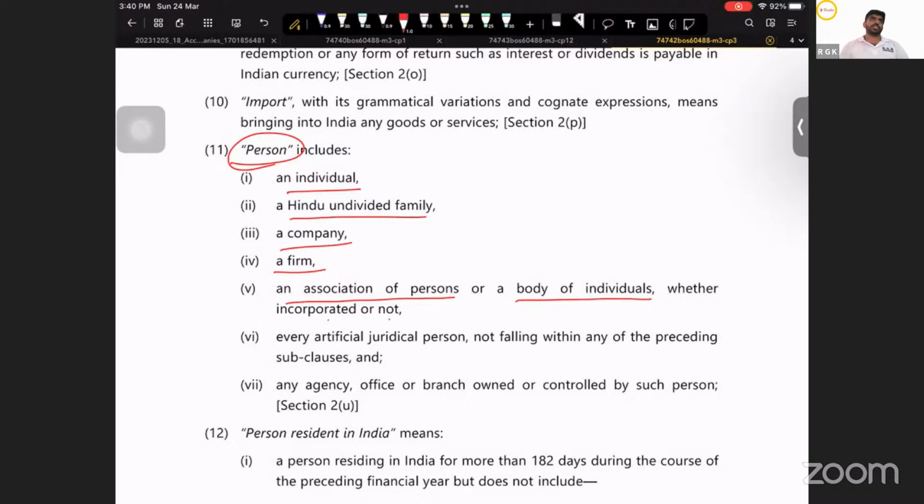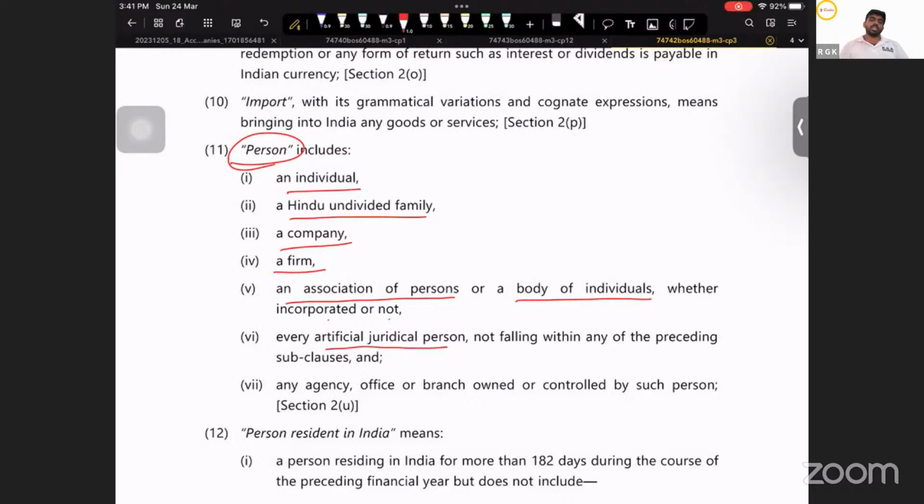When multiple persons join together and create an association, with that entity, whether it has a name or not, we don't know. Whether it is incorporated or not, we don't know. Irrespective of that, it will be considered a person. Many individuals join together and form an association, that is also considered a person. Every artificial juridical person, if it is not specifically covered, that is why they are giving this.